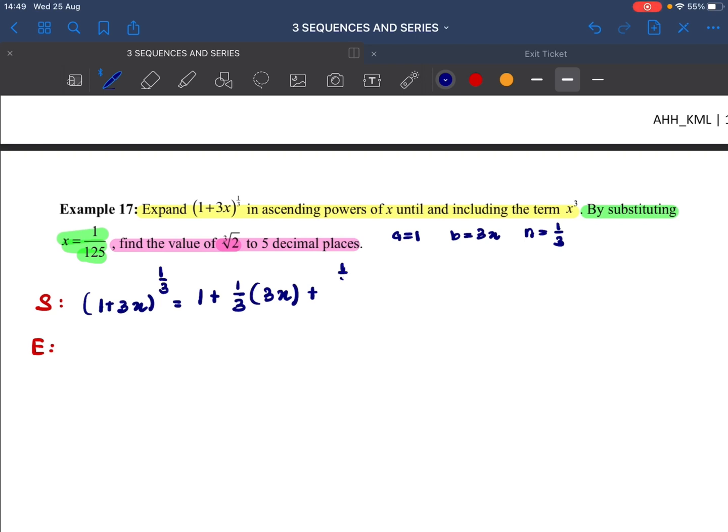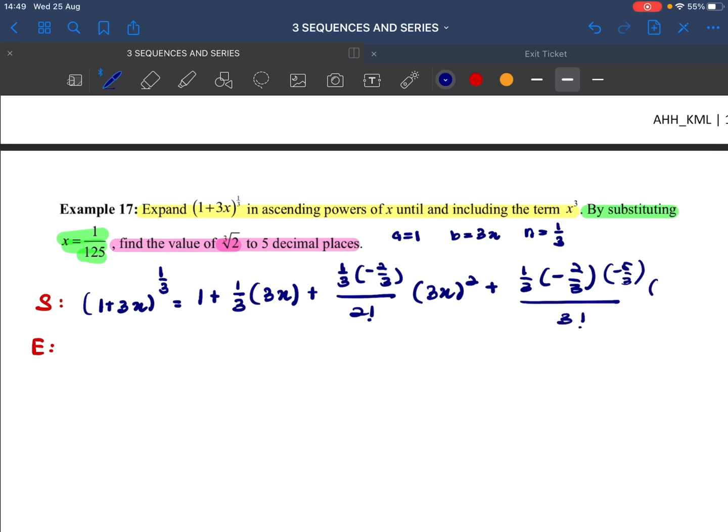plus n(n minus 1) over 2 factorial, (3x) square. Okay, baru sampai square. So now we are going to expand until x cube. 1 over 3, negative 2 over 3, negative 5 over 3, over 3 factorial, (3x) cube plus dot dot dot. Okay, so make sure dalam belakang ni wajib, dot dot dot wajib.